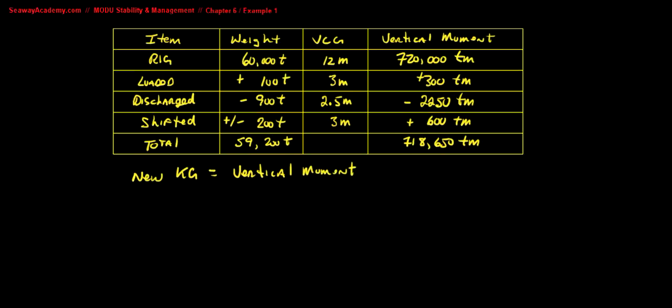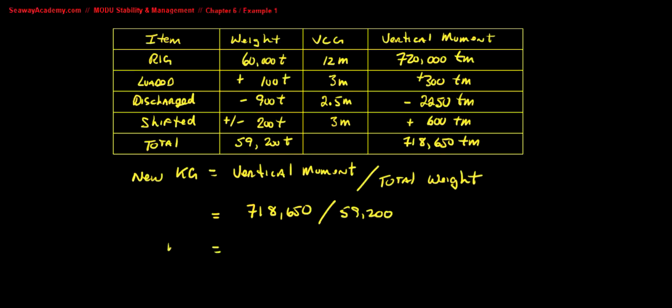So in the table, we've calculated the vertical moment to be 718,650. We're going to divide this by the total weight, which we calculated as being 59,200. So we end up with a new KG of 12.14 meters.